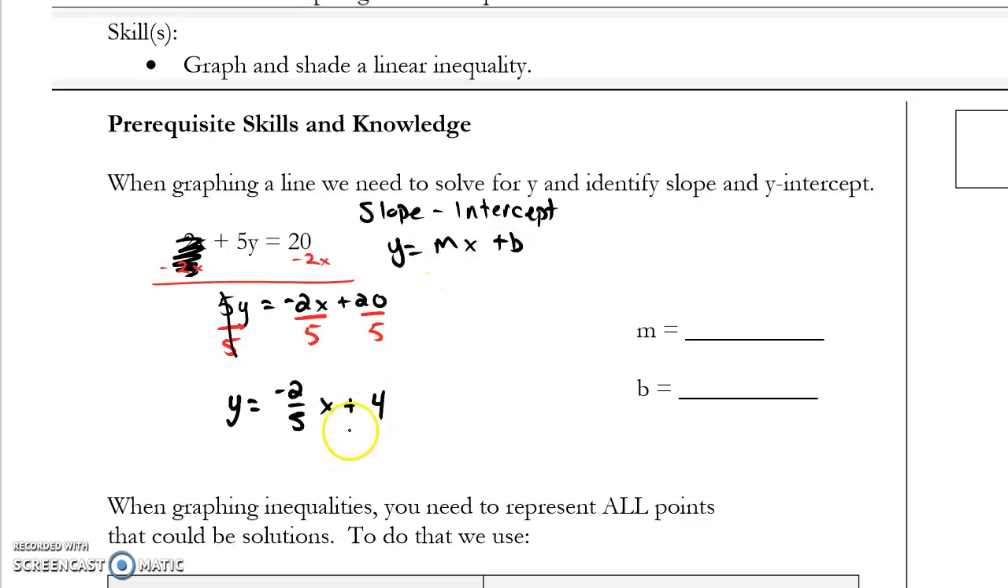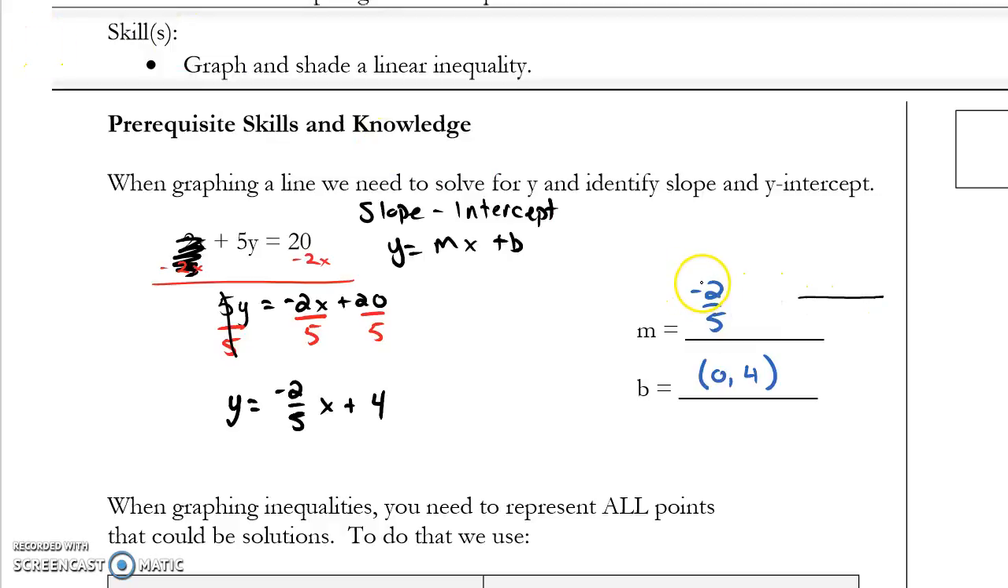I now have my equation in slope-intercept form. I can pick out my slope, and I can pick out my y-intercept. The slope's the number we're multiplying x by. That's negative 2/5. The y-intercept is the constant at the end. Since it's a positive 4, we write our y-intercept as (0, 4). Now, one further thing to review about slope, make sure we remember it's always rise over run.